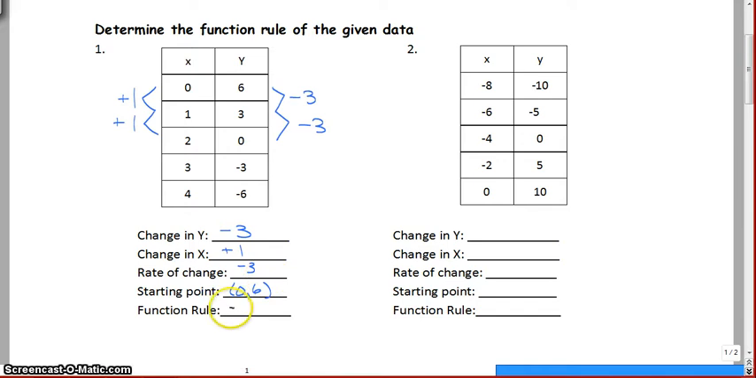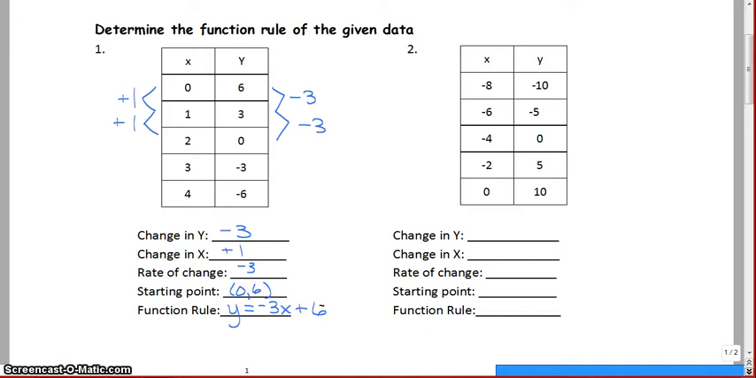Well, our function rule is just y equals mx plus b. So y is equal to m, which is our rate of change, also known as slope, x plus our y-intercept, or our starting point of 6. So that's how you write a function rule from a table.